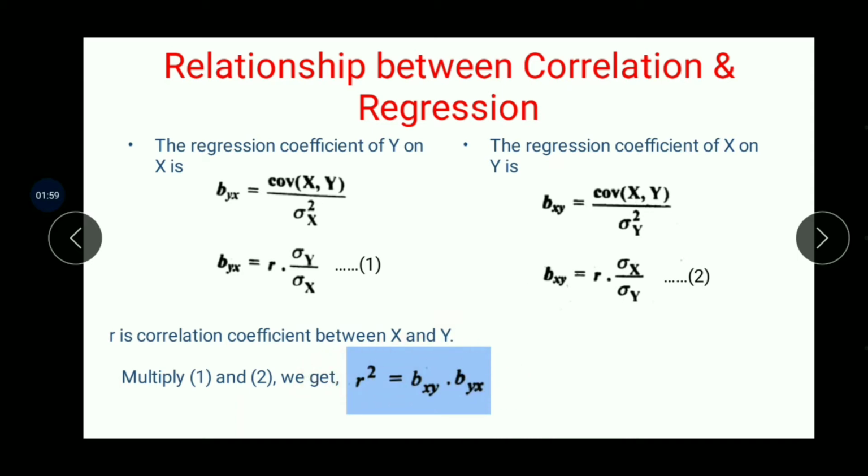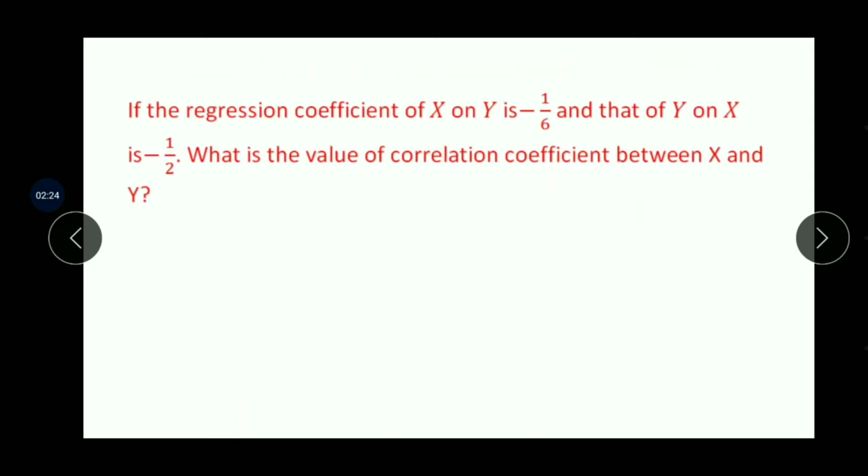And r will be equal to plus minus under root bxy into byx. So it can be either a positive under root or a negative under root. We'll take it to be positive if both bxy and byx are positive, and we'll take it to be negative when both bxy and byx are negative. So let's do one question.